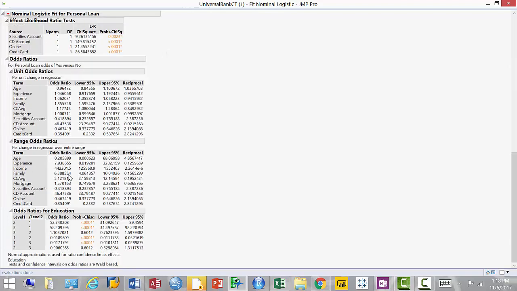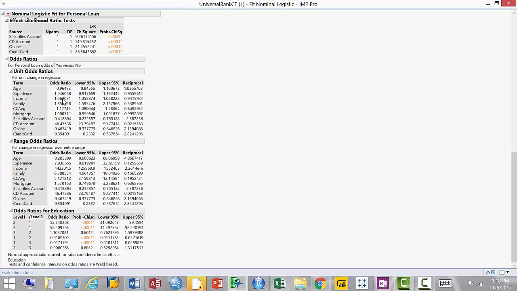Now, odds ratios, there are three parts to the odds ratios in my output. One of them is unit odds ratio, another is range, which we're not going to use a lot actually, and this one deals with the only categorical variable that we have, which is education. But let's discuss continuous variables first. What we did a couple of classes ago is we actually interpreted the slope of the equation. And here, let's do it again.